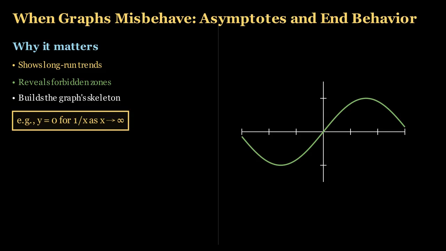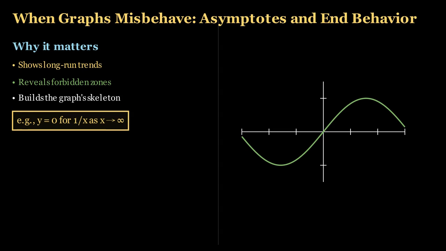In our sketching strategy, finding asymptotes is like drawing the frame of a house before putting up the walls. They give us the big picture skeleton, so we know the overall shape before we fill in the details with derivatives and critical points. So how do we actually find these invisible lines? It all comes down to limits.